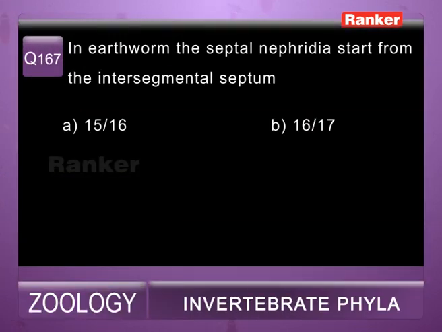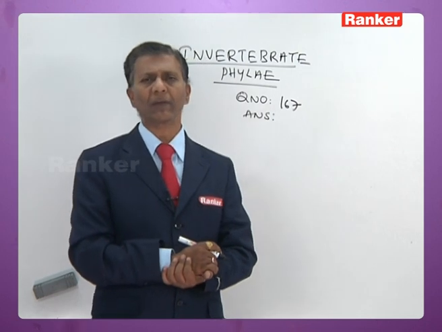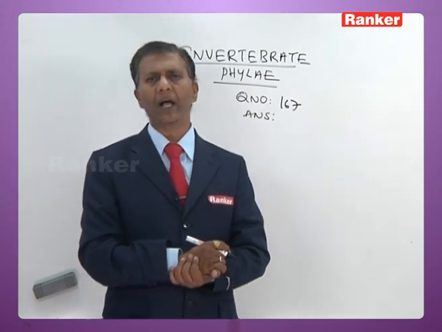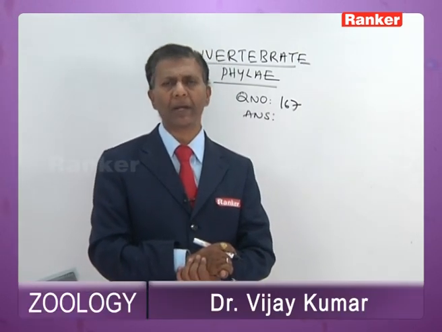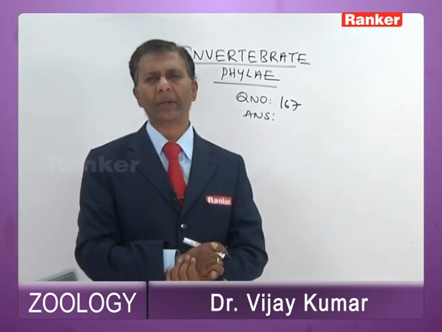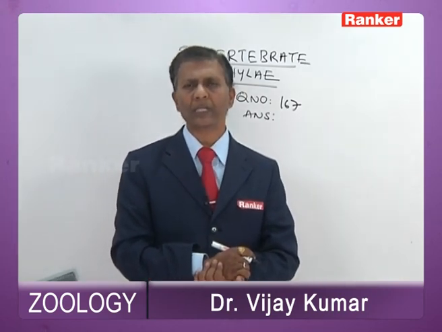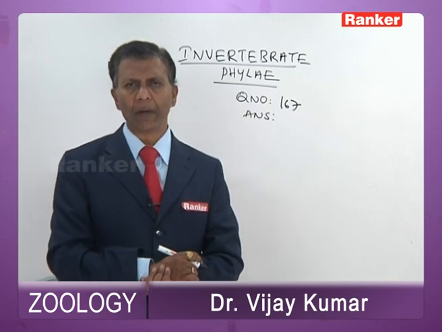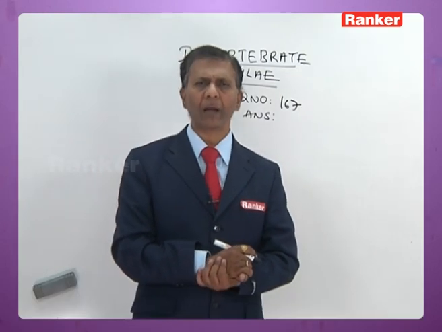Now 167th question: in earthworm, septal nephridia start from the intersegmental septum A, 15 by 16, B, 16 by 17, C, 18 by 19, D, 14 by 15. Earthworm has 3 types of nephridia: pharyngeal nephridia, septal nephridia and integumentary nephridia. Septal nephridia are present from 15th segment onwards. Then in every segment, 80 to 100 septal nephridia are present.